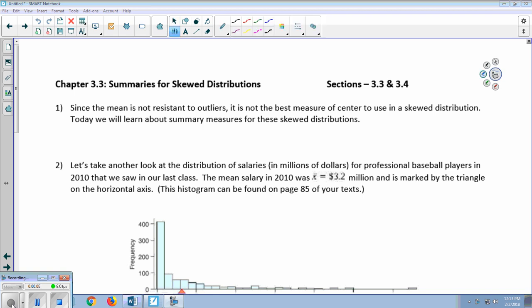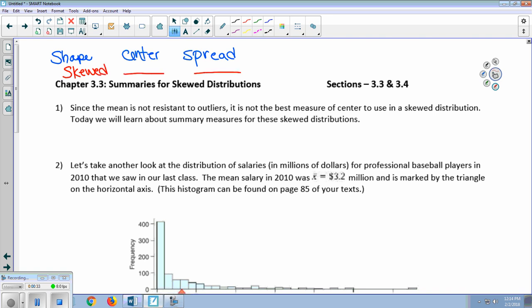So this is section 3.3, summaries for skewed distributions. Every time we're looking at a distribution, we've been talking about deciding on its shape, and then we want to talk about the distribution center and spread. In this section, we're going to be focusing on the shape when we have a skewed distribution, and we're going to talk about what measures of center and spread are appropriate when the distribution is skewed.